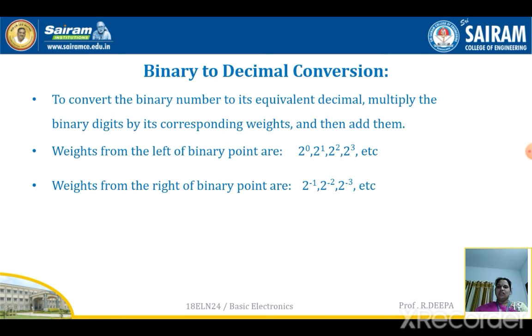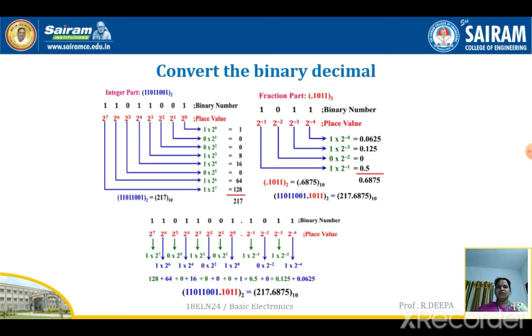So let us see the vice versa, that is converting from binary to decimal. For that, whatever the given binary number, you write it and see what is the weightage of each binary digit starting from the left hand side. The weightage from the left hand side will be 2 power of 0. Then the next binary digit you need to multiply with 2 power of 1, 2 power of 2, 2 power of 3, etc. And for the fractional part, you need to see the weightage as 2 power of minus 1, 2 power of minus 2, 2 power of minus 3, etc. This will be explained with the help of an example here.